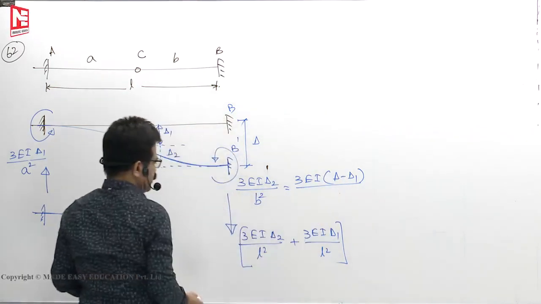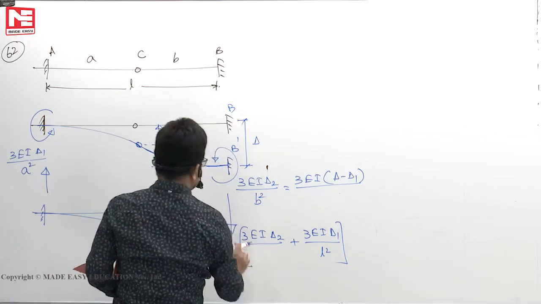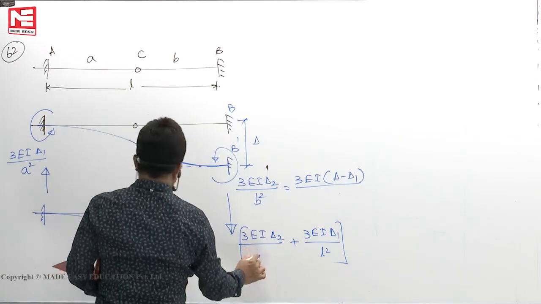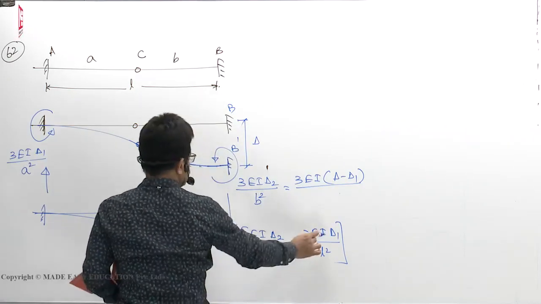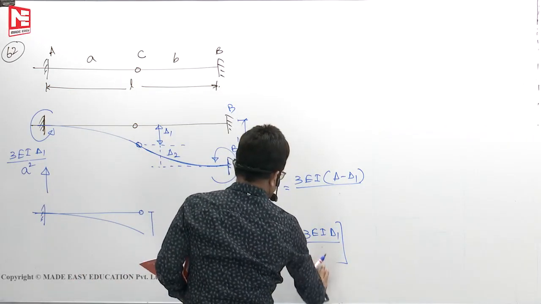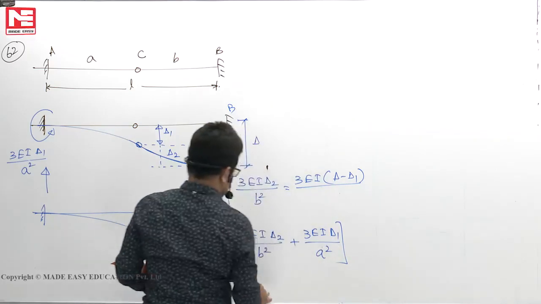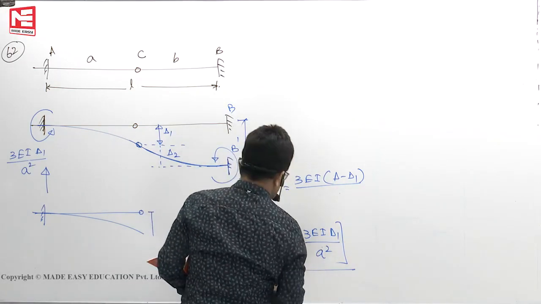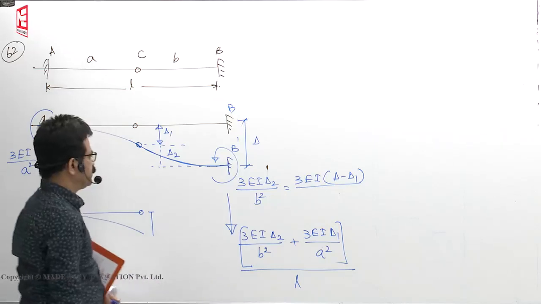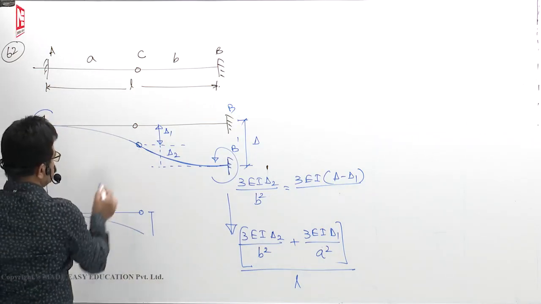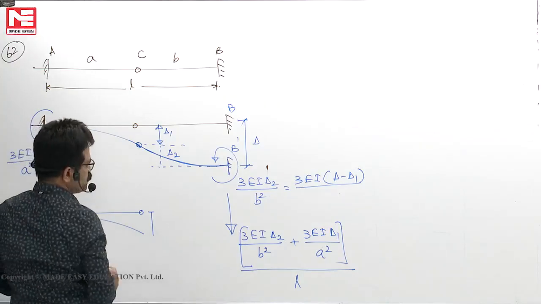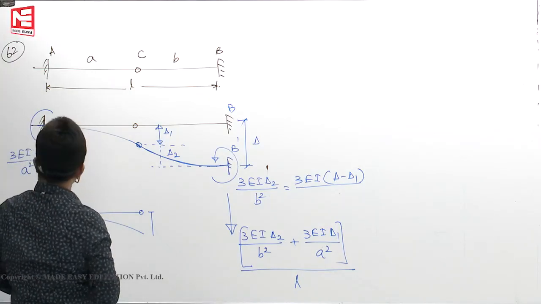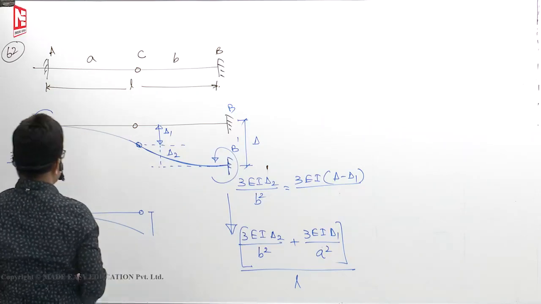We can write delta minus delta 1. So 3 EI delta 2 by B square plus 3 EI delta 1 by A square, divided by L. This is the total reaction. If you want to find the reaction here itself, that is of no use, we wanted to find the moment. Moment at B is 0.